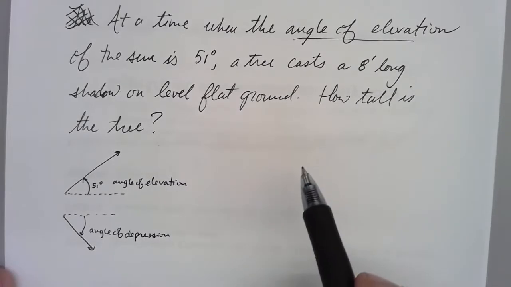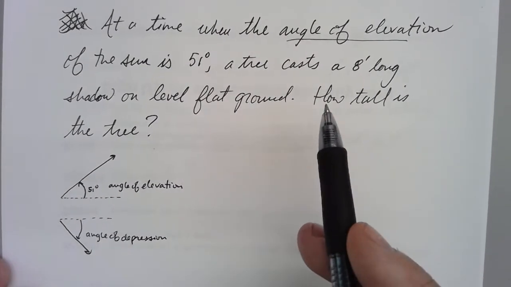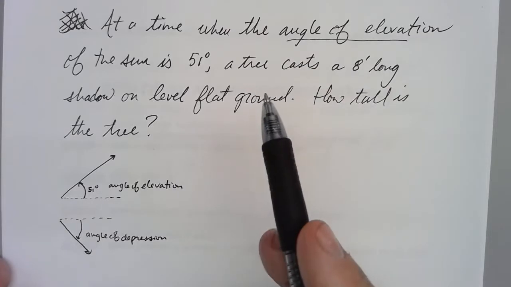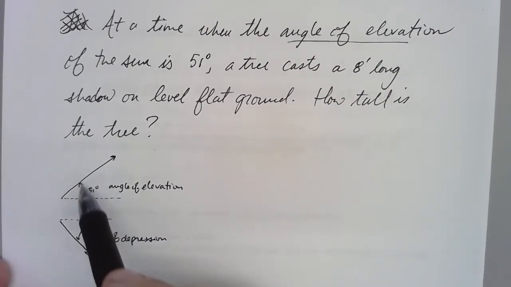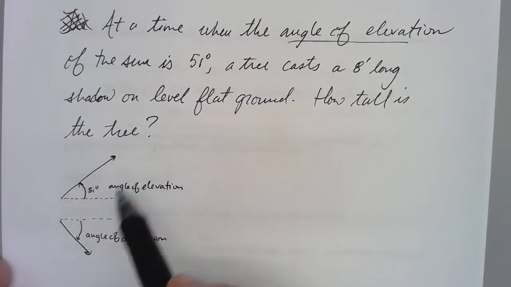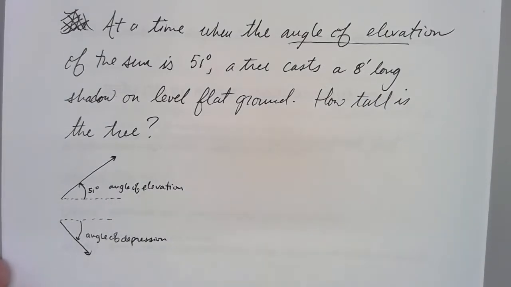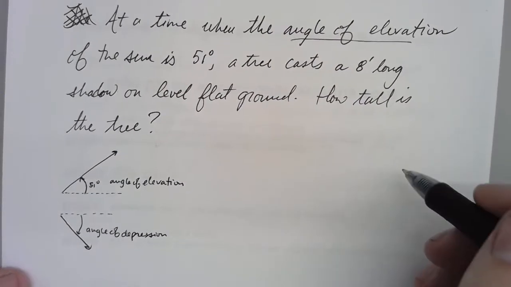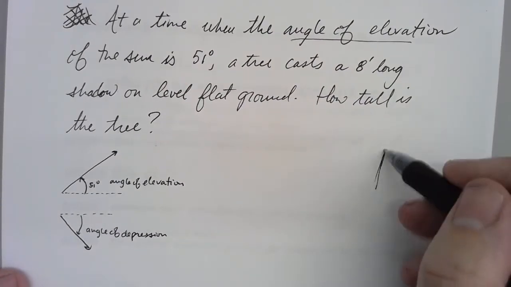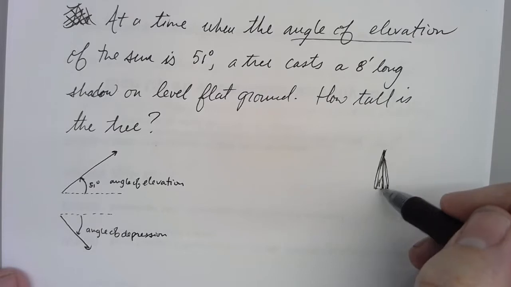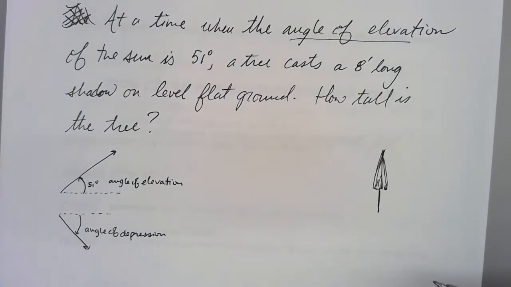So let's see if we can sketch the situation here. We have, at a time when the angle of elevation of the sun is 51 degrees. That means if you have a horizontal line, you have to look up 51 degrees to see the sun. A tree casts an 8-foot long shadow on level flat ground. How tall is this tree? So we have a tree. There's my fantastic artistic rendition of a tree. Looks like a folded up umbrella.